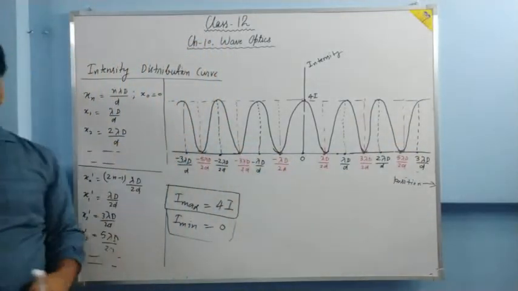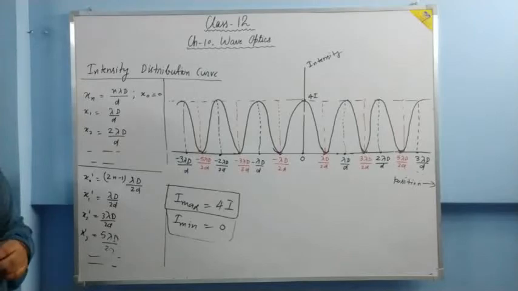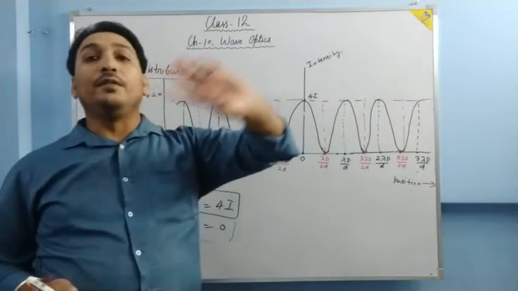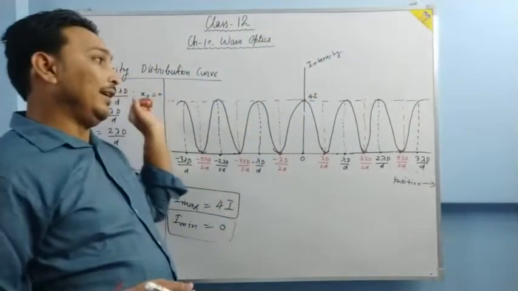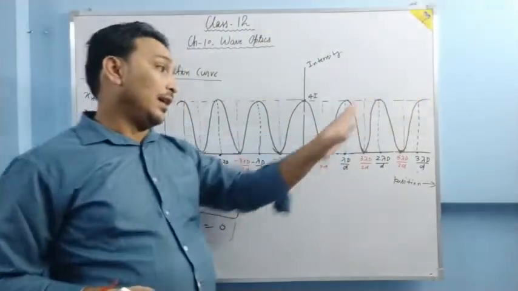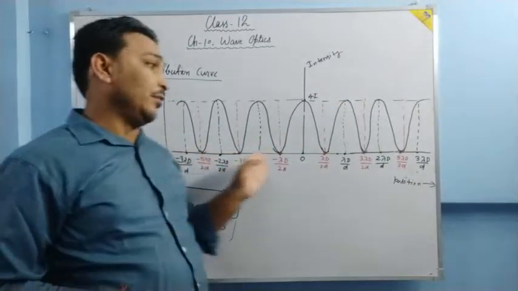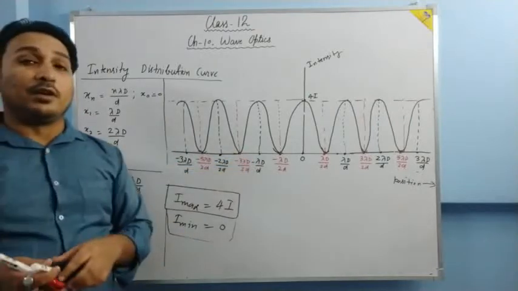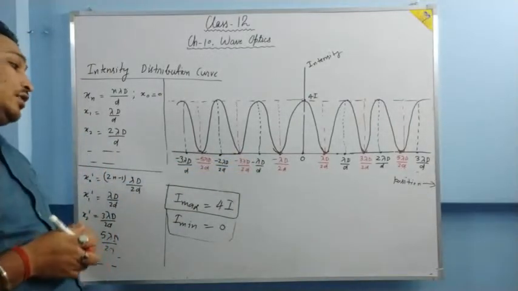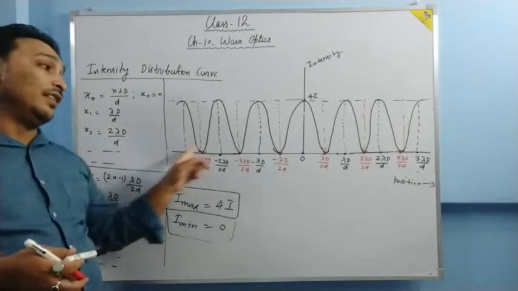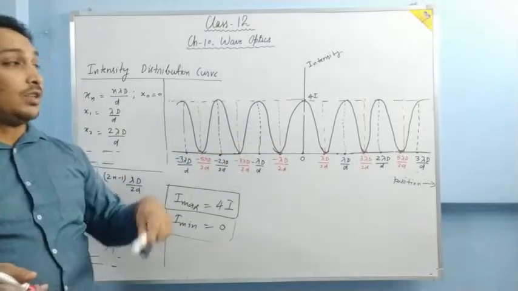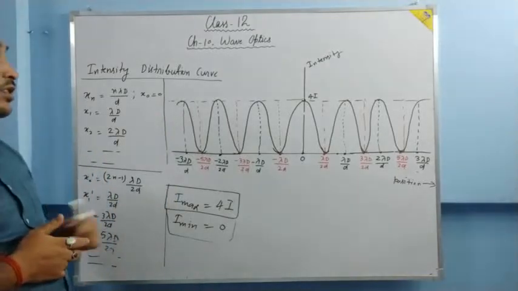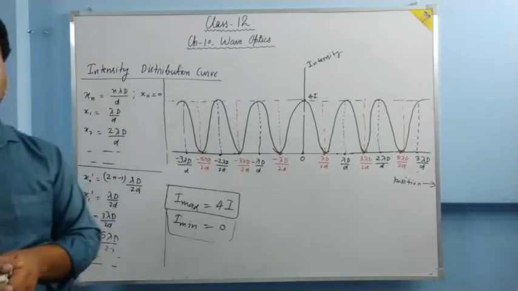So this is what the intensity distribution curve looks like. Okay, all the intensities are same. We are not moving very far away from the screen. All the intensities are same at maximum, and all the intensities at minimum are 0. This is the case of Young's double slit experiment. In any other case, when I1 is not equal to I2, then minimum intensity will not be 0, but the shape of the curve will be like this. Is it clear?